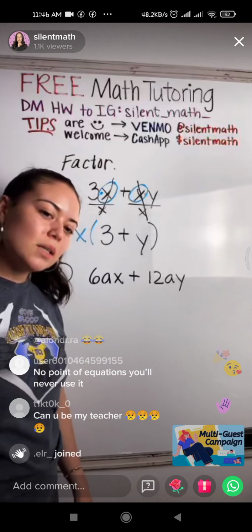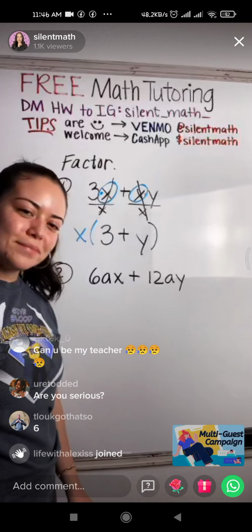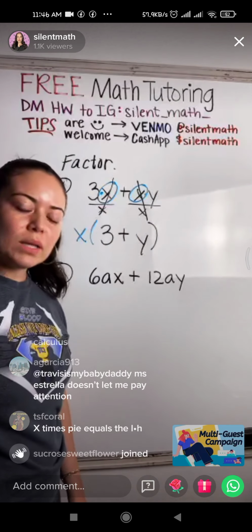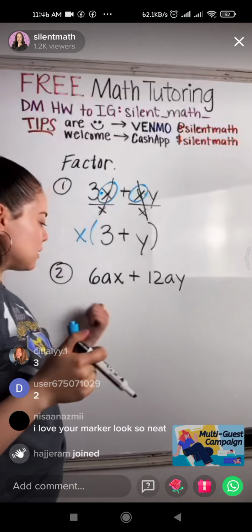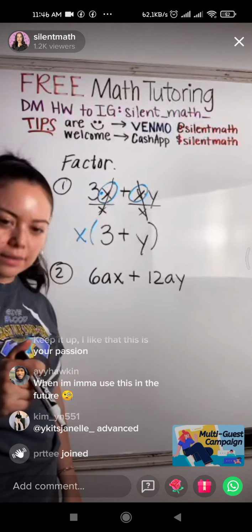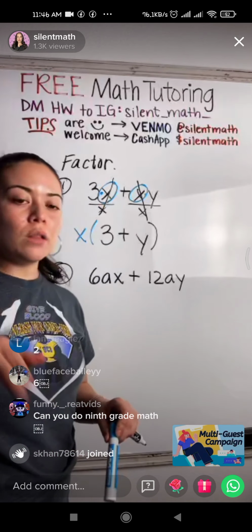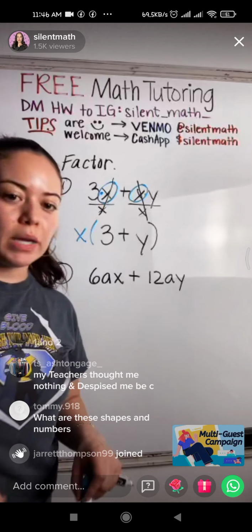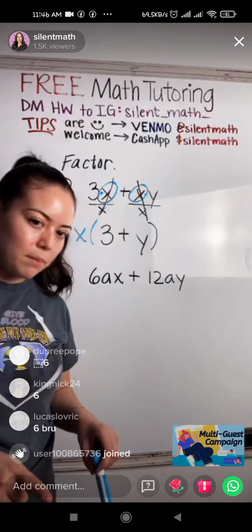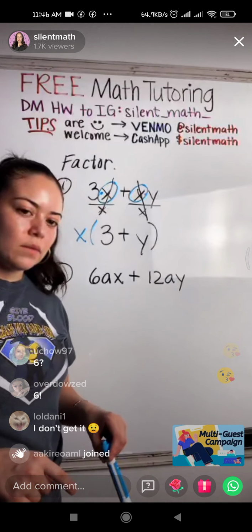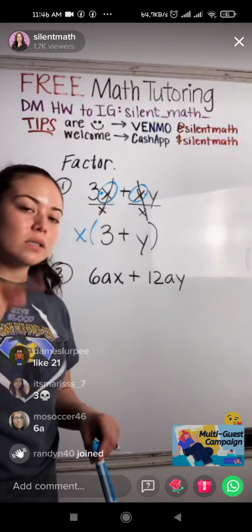Let me know in the comments what the greatest common factor between 6 and 12 is. It's not 2, not 3, although all of those are factors of both of them, right? But you want the greatest of them. 6. 6 is the greatest of all of those.